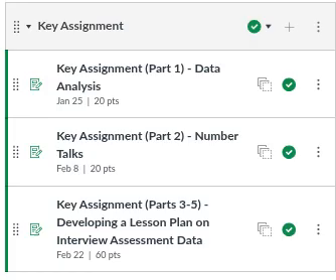Part 2 is the number talks portion, and that portion is 8 to 10 pages long. Using your analysis from part 1, you're going to plan a week's worth of number talks. A week's worth is Monday, Tuesday, Wednesday, Thursday, and Friday. These number talks are designed to help the first graders improve in areas where they're struggling, so you want to focus on those areas.